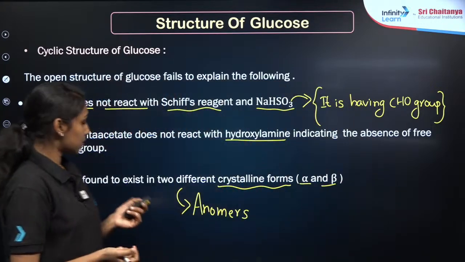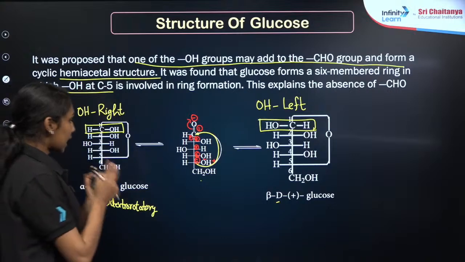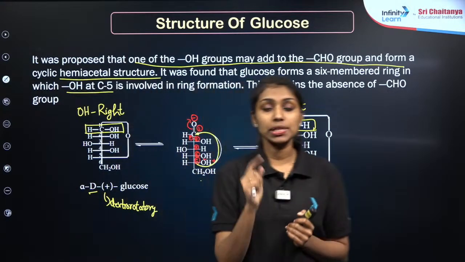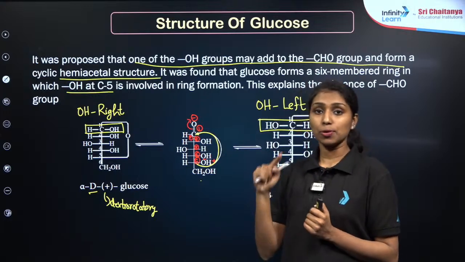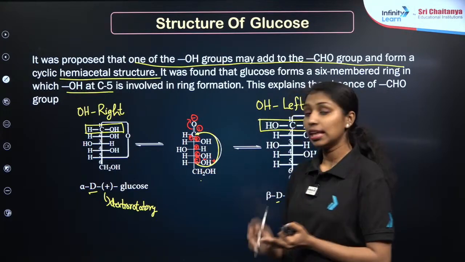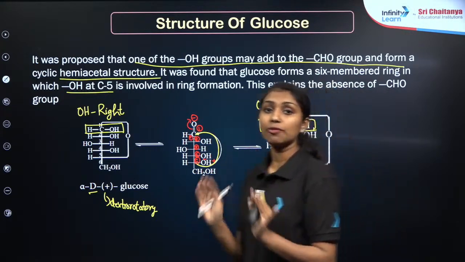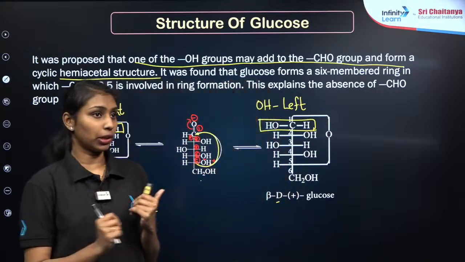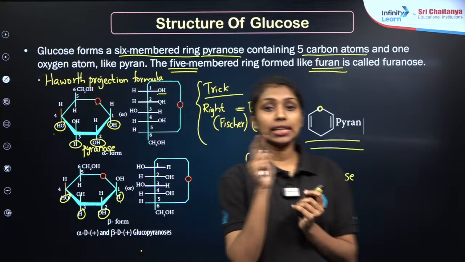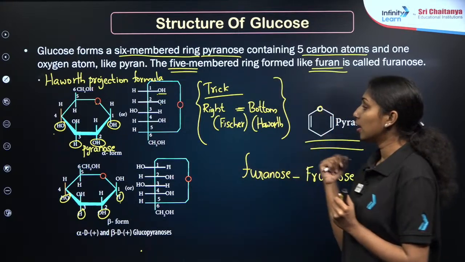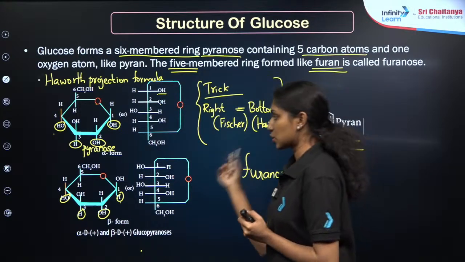So we consider the cyclic structure here. The OH group on the fifth carbon atom in glucose reacts with the first carbon atom to form a hemiacetal structure. This indicates that there is no free aldehyde group in the glucose molecule. So we can draw the structure in the form of a Haworth projection, the cyclic structure of the glucose molecule, known as the Haworth projection formula.